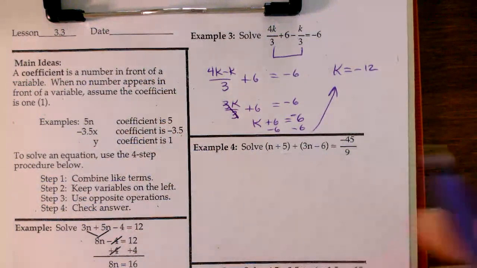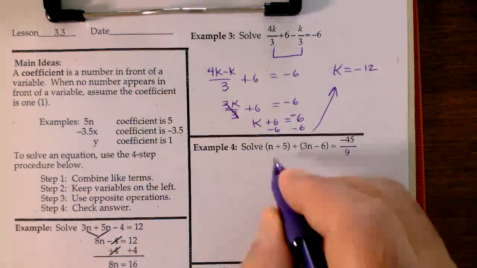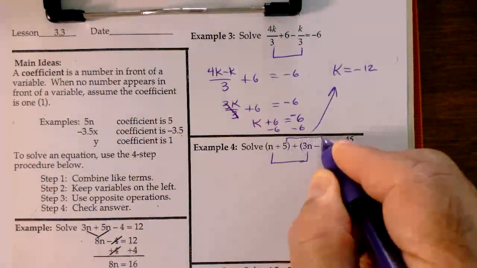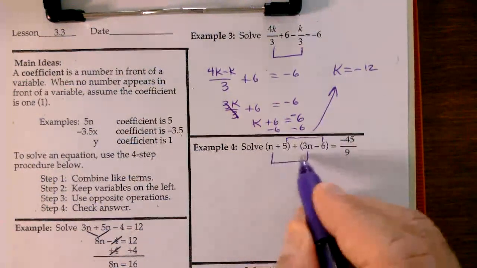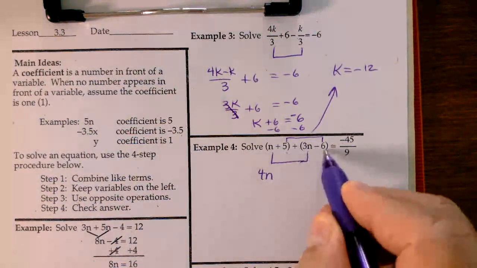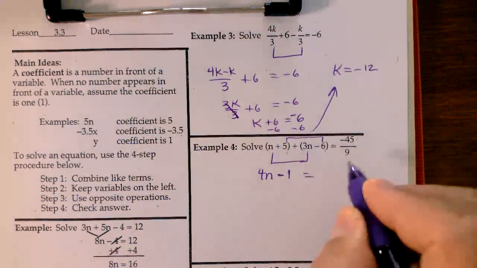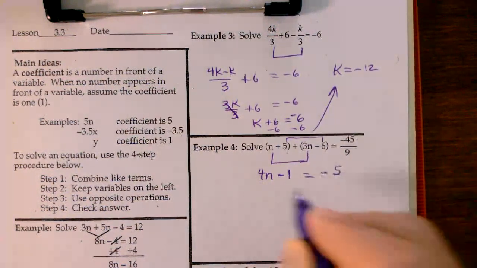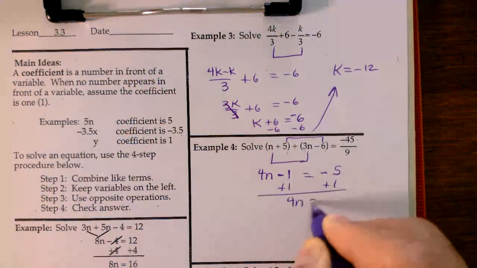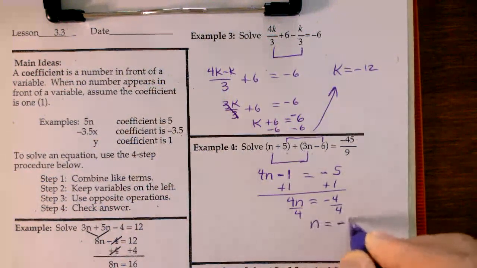Just because they have parentheses doesn't mean that they're going to be hard. We pretty much break them open, and we are going to combine the n with a 3n and the 5 with a minus 6. N, which is 1, plus 3 make 4n. 5 minus 6 is minus 1. We can divide these two and get a negative 5. And then we pretty much do what we normally would. Add 1. You get negative 4, divide by 4, and you get an answer of negative 1.